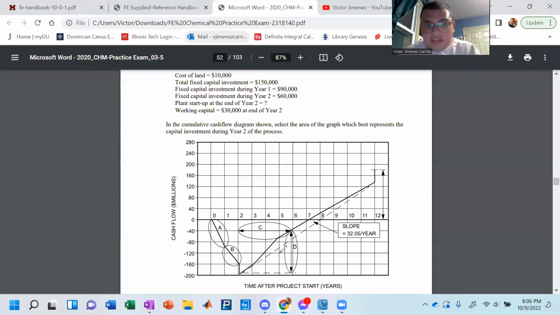It's B because it describes year 1 to year 2, which includes capital investment for year 2, mainly here to here, in addition to all the investment you made in year 1, which is from 0 to 1. So the answer is this area here. That's your answer.